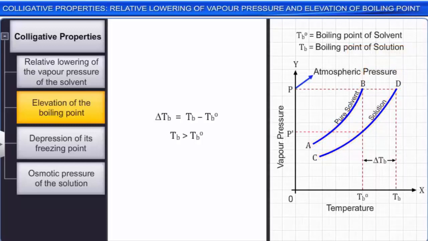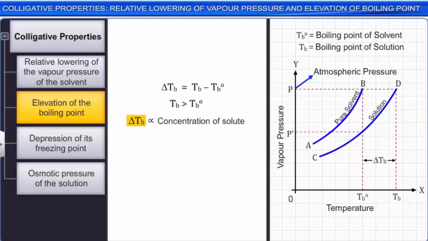The boiling point of a solvent changes as the concentration of the solute in the solution changes, but it does not depend on the identity of the solute particles. The elevation of the boiling point depends upon the concentration of the solute in the solution and is directly proportional to molality m of the solute in the solution.